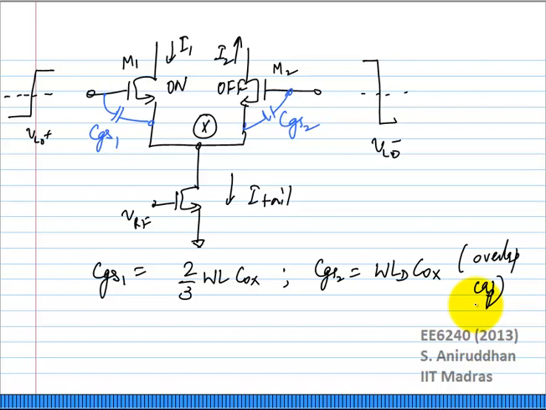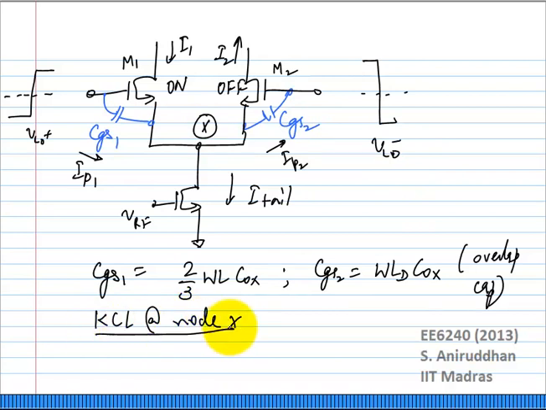Now, because these two capacitances are different, I'm going to call these currents through this IP1, IP2. Because these capacitances exist, they are going to have some amount of signal current through them. And unfortunately, because CGS1 is not equal to CGS2, those two currents will not be equal. We are still interested in KCL at node X.